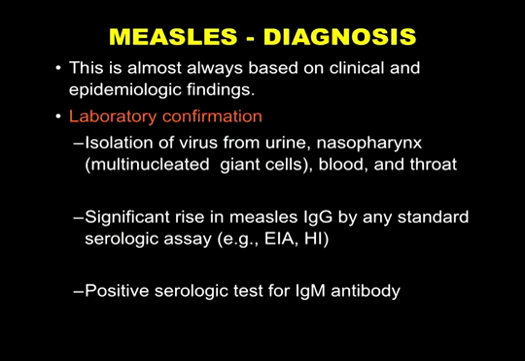And then also, if you have a significant rise in the measles immunoglobulin G by any of these standard serological assays, like the enzyme-linked immunoassays or the hemagglutination inhibition, you can confirm. And then if you have a positive serologic test for IgM to the measles virus, it confirms your diagnosis. But remember, the first step is always clinical. Okay?